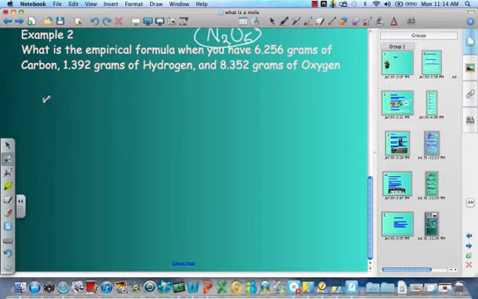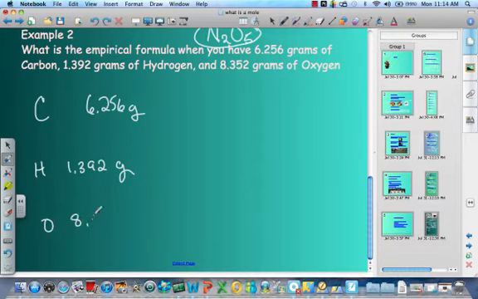Okay, so for carbon, I have 6.256 grams. For hydrogen, I have 1.392 grams. Do not round these, please. And oxygen, I have 8.352 grams. Okay, my first step was percent to mass. My next step is mass to moles. So I'm going to convert all of these to moles.